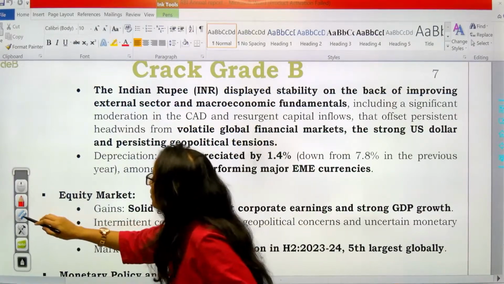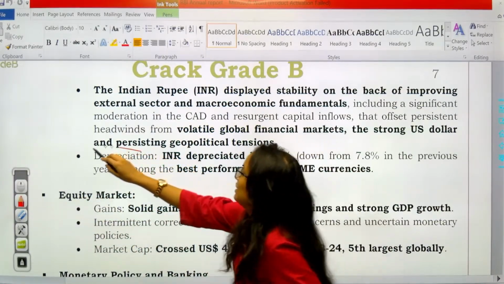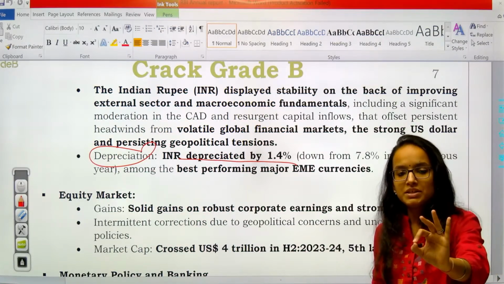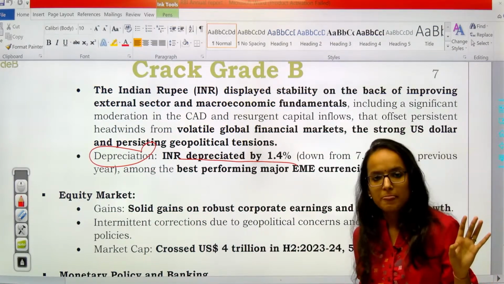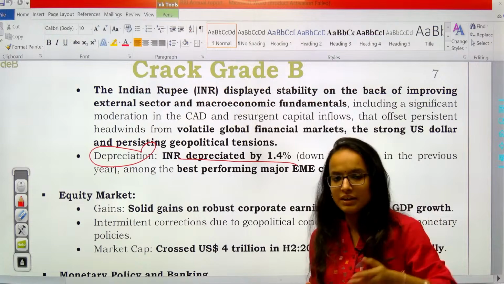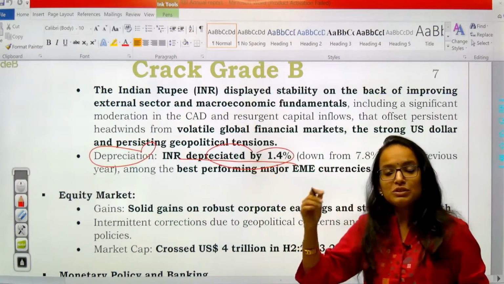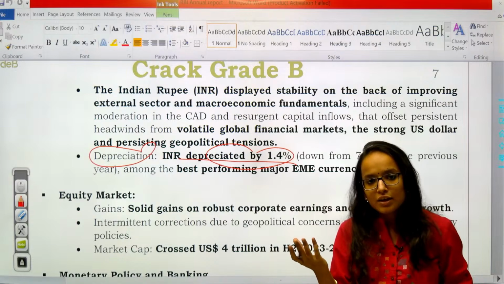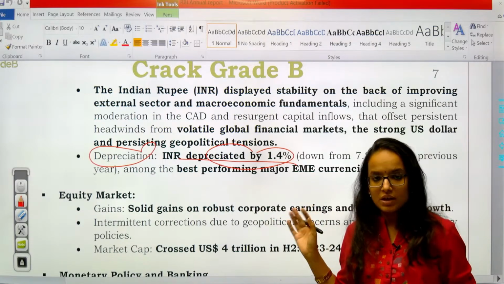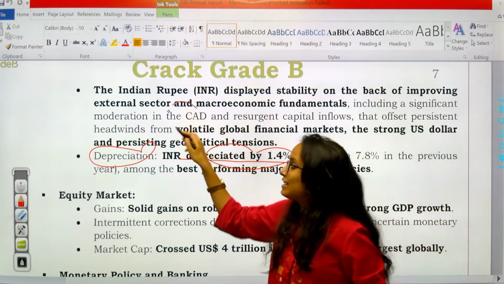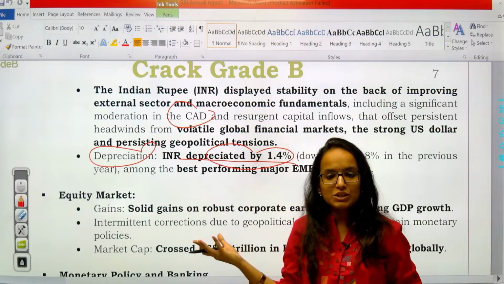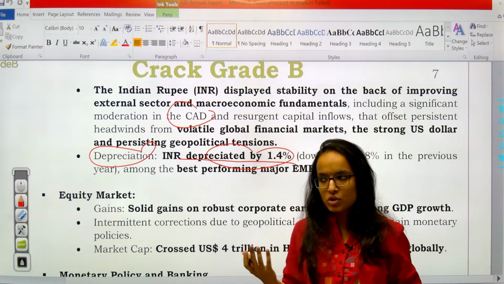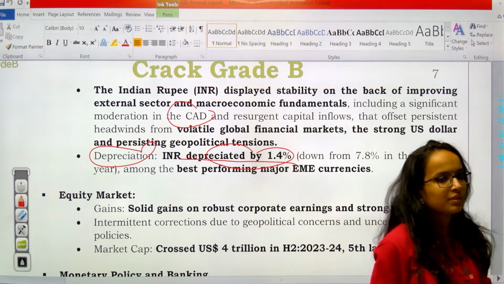Now, when we say that INR depreciated, whenever your rupee depreciates, remember exports will rise, or it will help exporters. Clear? Since the rupee has depreciated but not very hugely, exports must have improved, and that's how we know that CAD, current account deficit, total exports minus total imports, has also improved. Our exports are improving. You can relate all these things like this, isn't it?